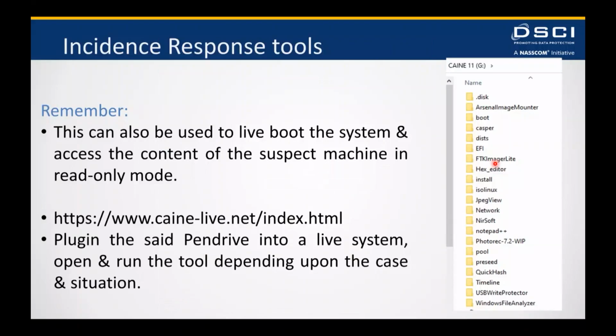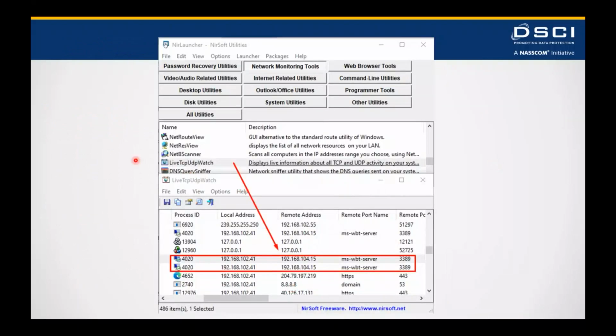So for example, I'm running one tool here. The tool name is Live TCP UDP Watch. This is a network forensic tool where you can capture many of the information from the connections which are in and out. You can see here, this is the process ID 4020. Local address, that is 192.168.102.40. This is the local IP of the employee system. Then remote address 192.168.104.15. So this is the IP of the server.